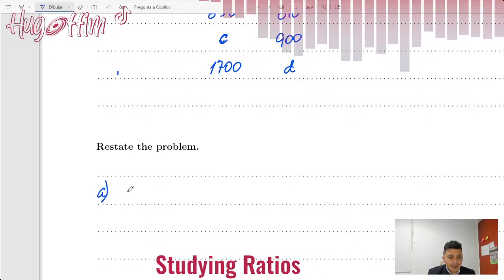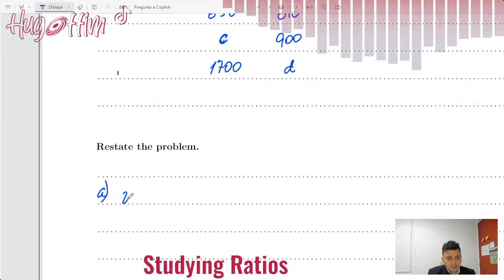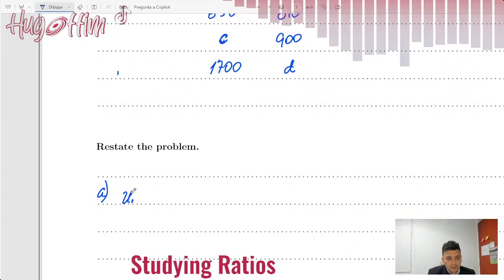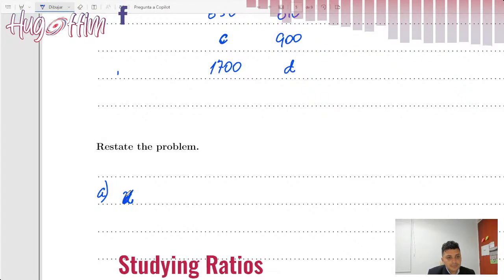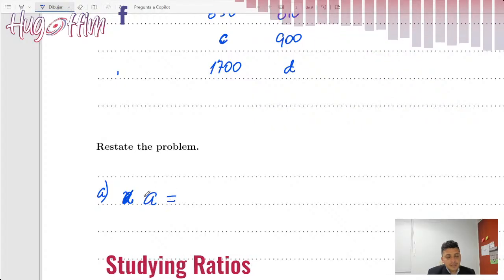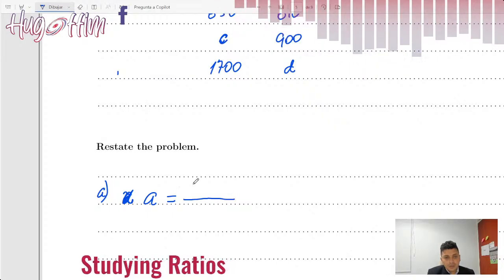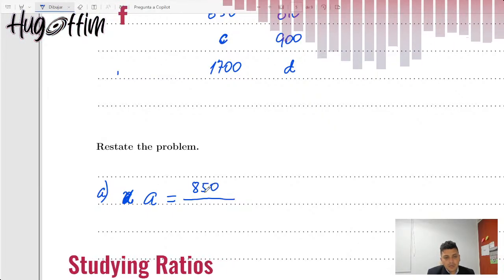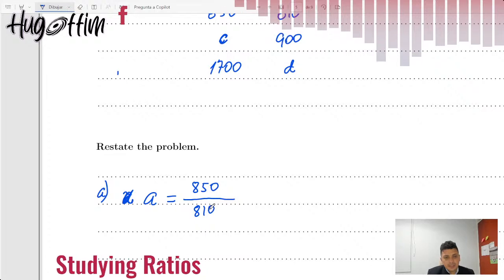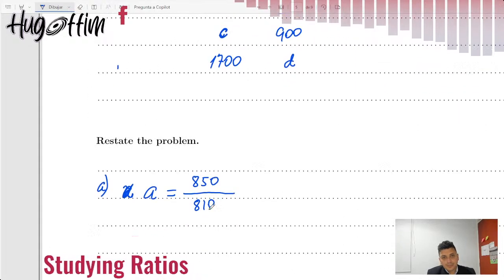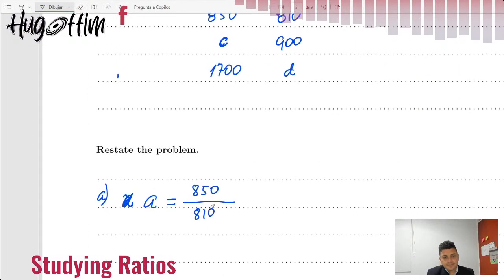So it means that I have to do the unit rate. So I'm going to put A. That is the unit rate. So the unit rate is dollars to euros. So $850 to 810 euros.